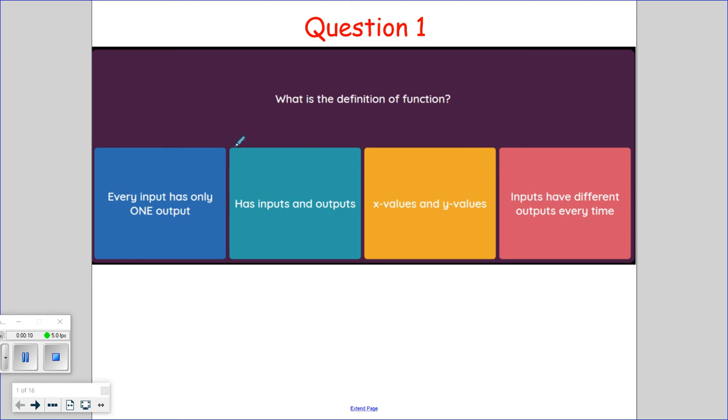Now, before I look at the answer choices, a function is a relationship where for every x, there can only be one y. So for every x, which is the input, you can only have one y, which is the output. Okay, so for every x, only one output for y. So every input has only one output. This one looks good so far.